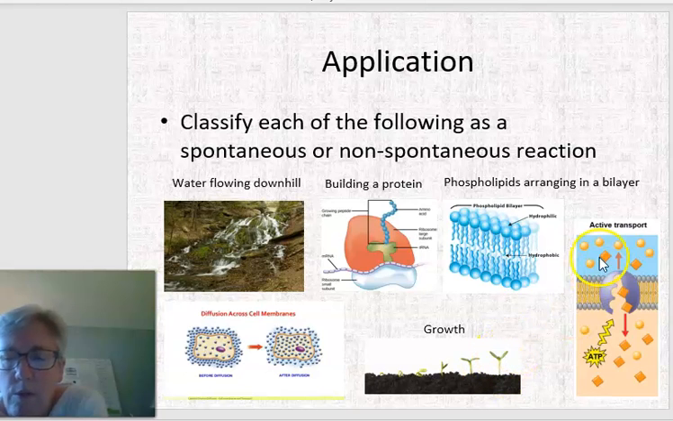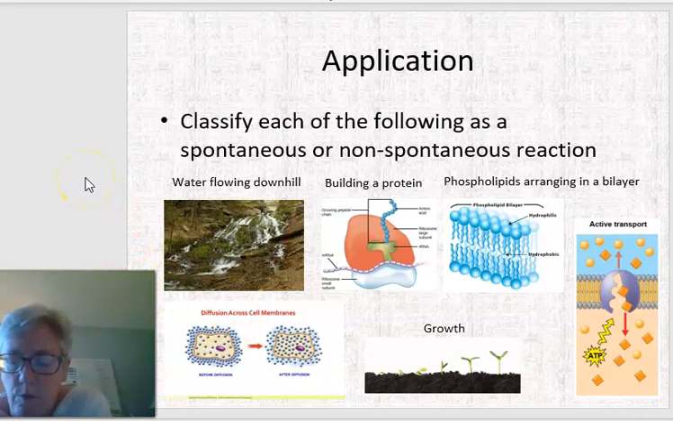Plants growing, so this is active transport is not spontaneous. A little seedling growing is not spontaneous. It requires an input of energy from the sun. And then diffusion across a membrane is spontaneous because the word diffusion means going down a concentration gradient. Okay, so diffusion would be spontaneous. All right, whoops.